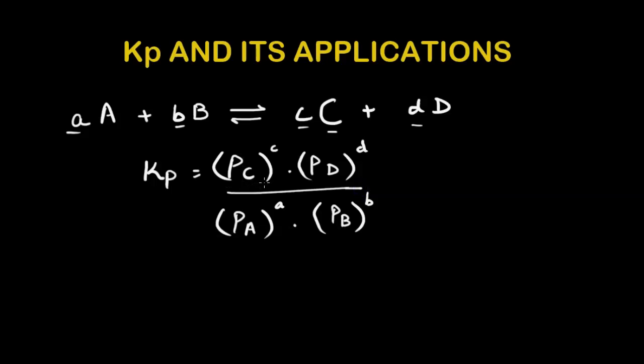Therefore, when we are given partial pressures in a question, then instead of using Keq, because Keq is for concentrations of products divided by concentrations of reactants, we use Kp, which is for partial pressures of products and reactants. Let's do an example related to this.